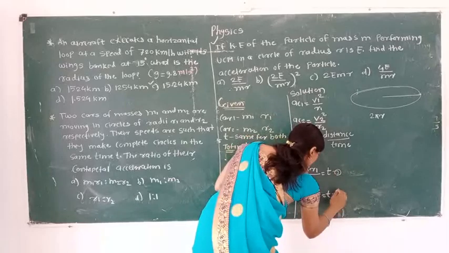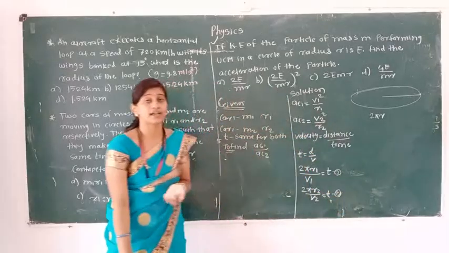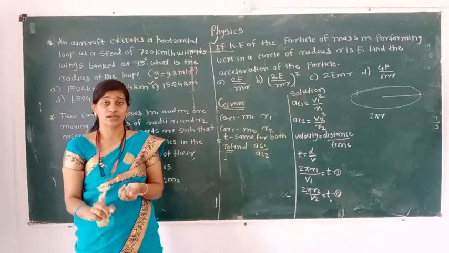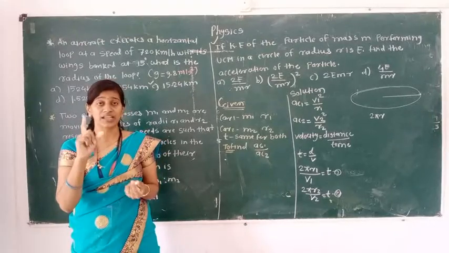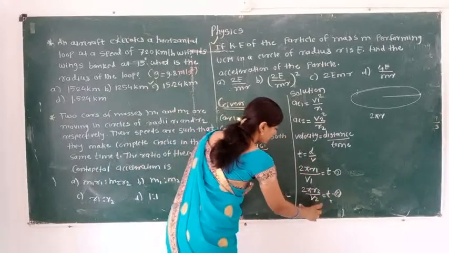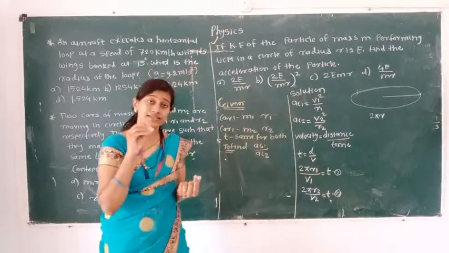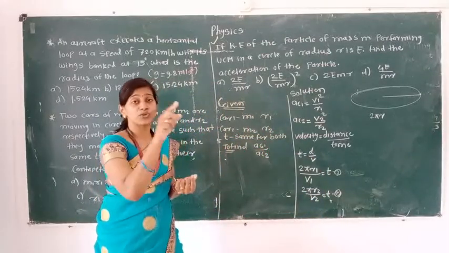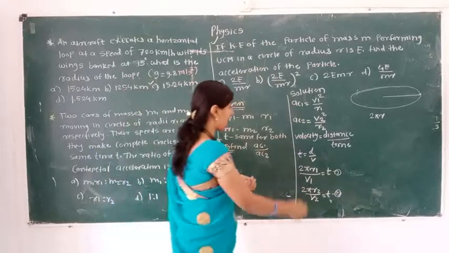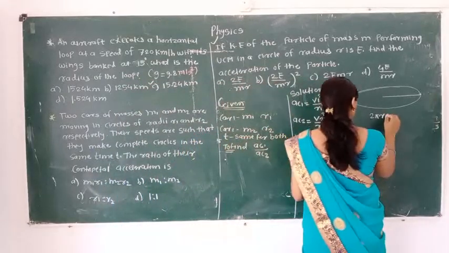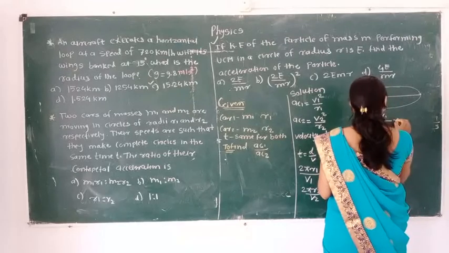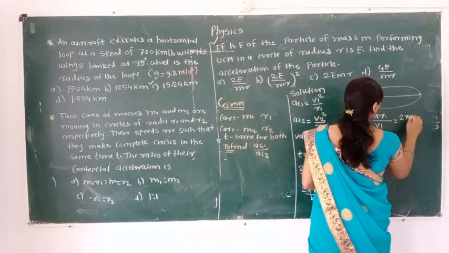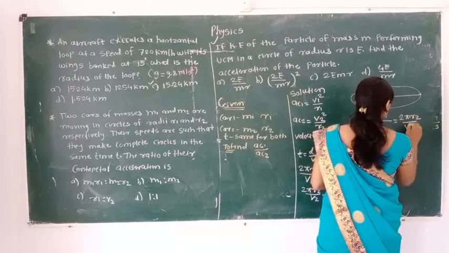Why is this written? They told us that the two cars are completing one revolution with different speeds, but they are completing that one revolution in the same time. Both cars take the same time to complete the revolution. As per that, we can write 2 pi r1 divided by v1 is equal to 2 pi r2 divided by v2.